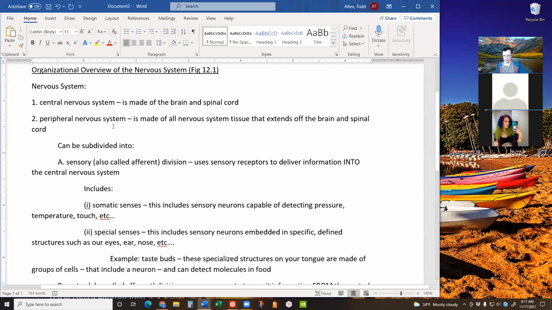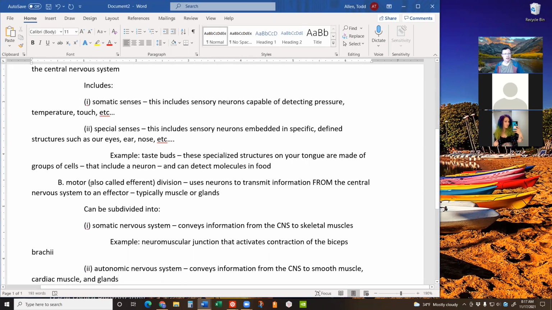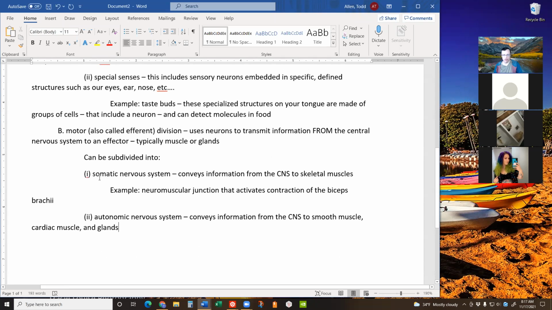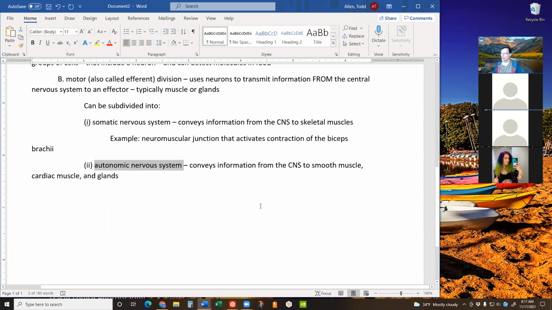The peripheral nervous system, which is all the nervous tissue outside the brain and spinal cord, can be divided into the sensory division, which sends information into the brain and spinal cord. It can be divided into the motor division, whose neurons carry information out of the brain and spinal cord. The motor division can be further subdivided into the somatic nervous system, which regulates skeletal muscle contraction. The motor division can also be divided into the autonomic nervous system, which coordinates contraction of smooth muscle, cardiac muscle, and the ejection of hormones from glandular tissue.